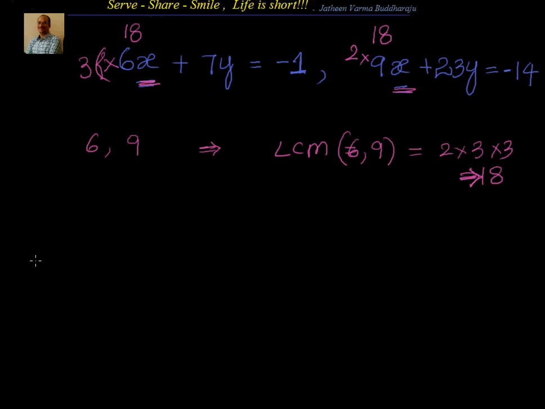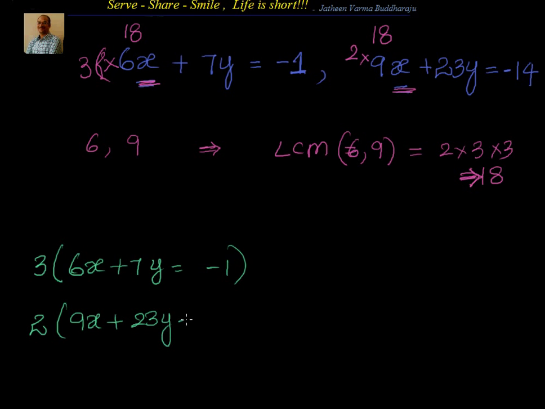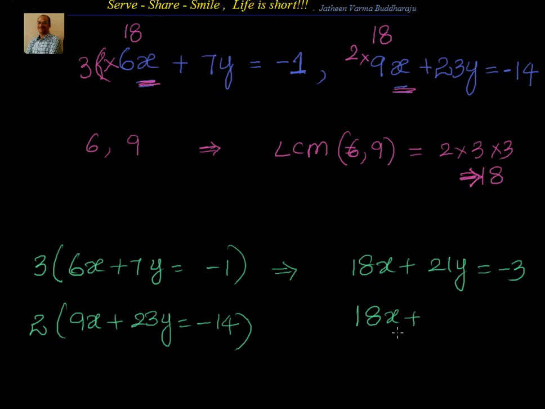We'll do it fast now because you are already aware of this method. So 3 into (6x plus 7y equal to minus 1) is the first one, and the other one is 2 into (9x plus 23y equal to minus 14). If we simplify this, we have 18x plus 21y equal to minus 3, and if you multiply the second equation by 2, it will have 18x. See, 18x will cancel now. If I subtract, I will have 46y equal to minus 28.